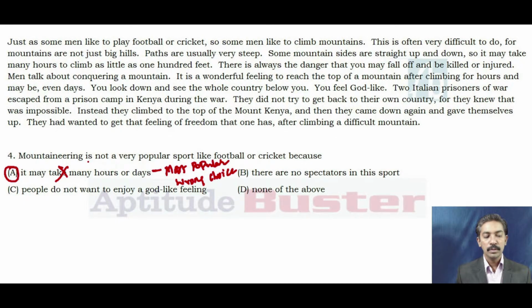Here the question asks you, mountaineering is not a very popular sport like football or cricket. Since these two words occur in the question, football or cricket, if you haven't practiced well or if you are new to this reading comprehension exercise, you would try to jump on to that clue, matching these two words in the text, and probably you may pick option A. Please don't. Here the passage doesn't discuss the popularity of any sport, let alone mountaineering. Therefore, the answer for this question is option D, none of the above.